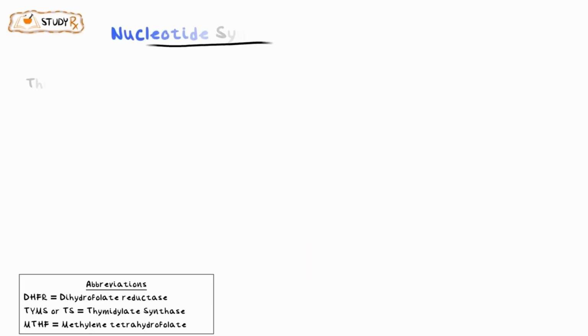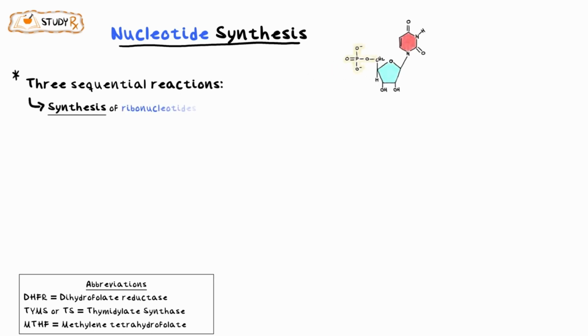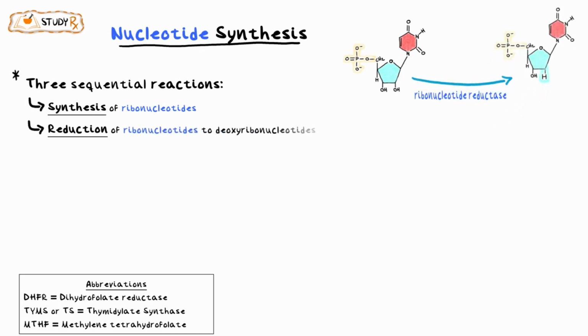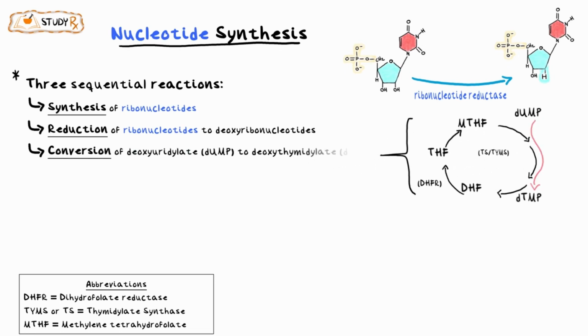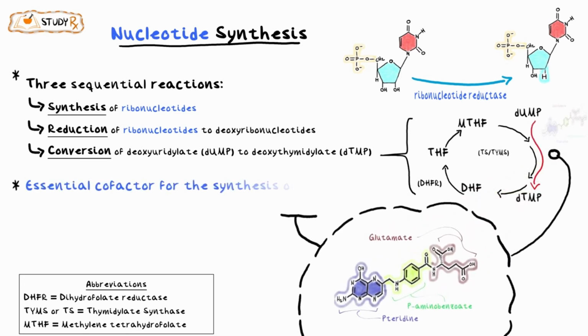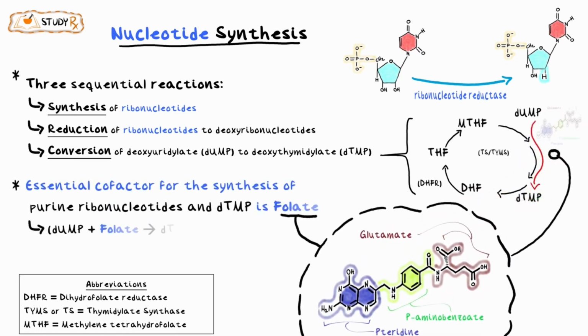The nucleotide synthesis involves 3 sequential reactions. First is the synthesis of ribonucleotides. Second, the reduction of ribonucleotides to deoxyribonucleotides by ribonucleotide reductase. And third, the conversion of deoxyuridylate, dUMP, to deoxythymidylate, dTMP. So it's equally important to remember that an essential cofactor for the synthesis of purine ribonucleotides and dTMP is folate.